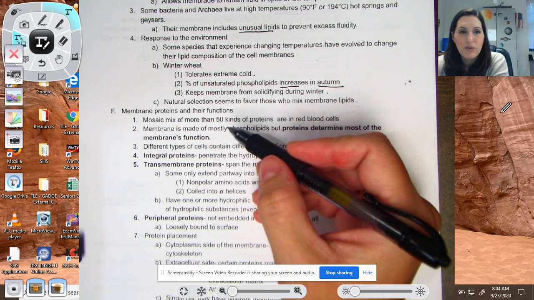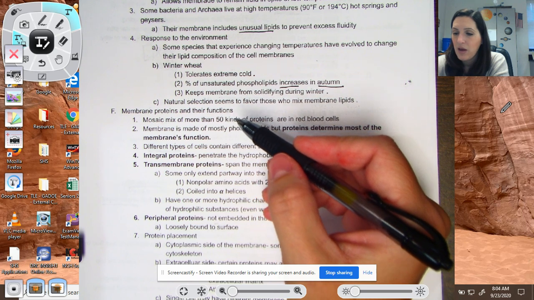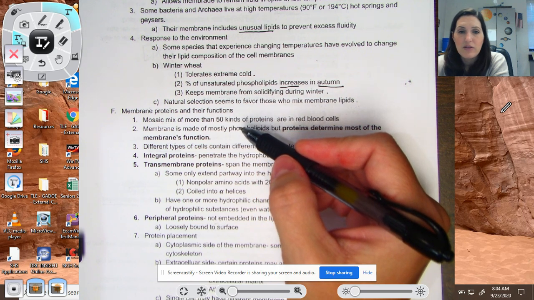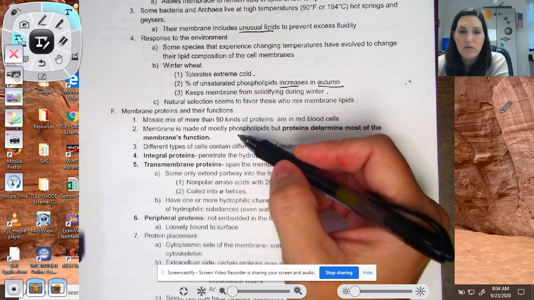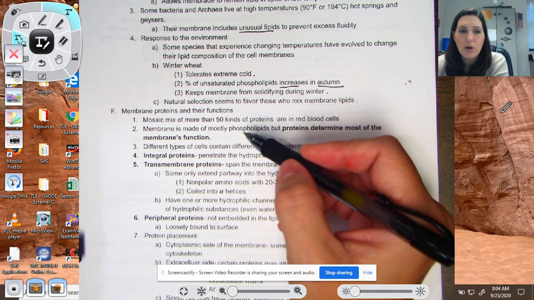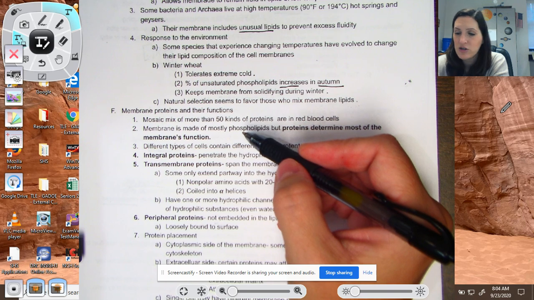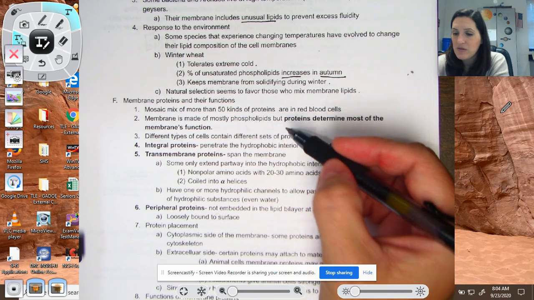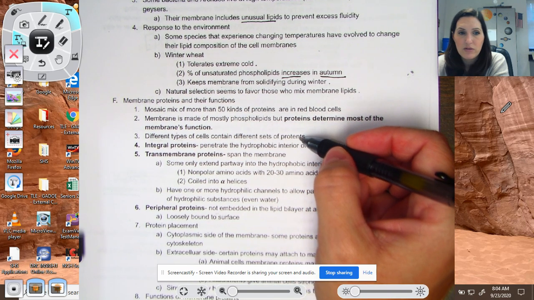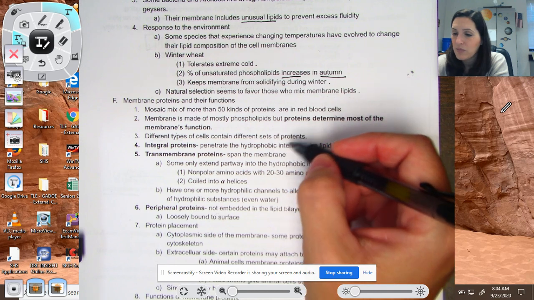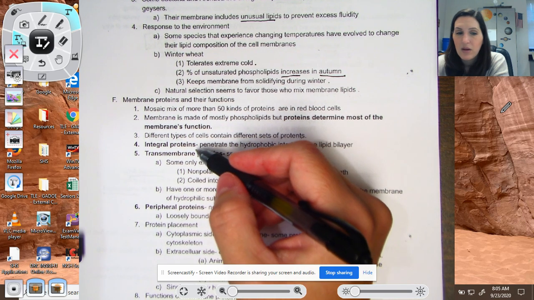All right, membrane proteins and their functions. There are more than 50 different kinds of protein in a red blood cell, and the membrane is made out of mostly phospholipids, but proteins determine the membrane's function. Different types of cells contain different proteins. That's supposed to be proteins, it's a typo.